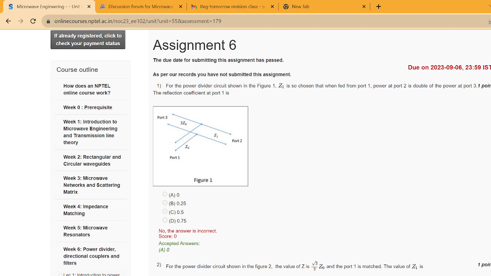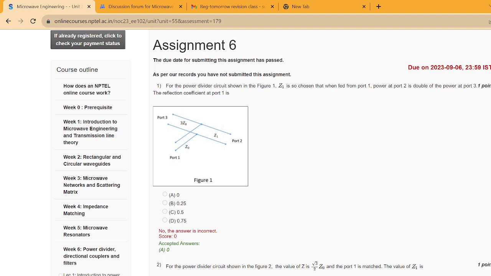If this is 3Z0 and if this is 3Z0 by 2, then power at port 2 will be twice as that of the power at port 3. And this is port 1. Hope this is clear. So now, how will you calculate the reflection coefficient at port 1? Okay. So now we know that Z1 is 3Z0 by 2. So this is 3Z0, this is 3Z0 by 2. So these two will come in parallel. Okay. So two impedances in parallel.